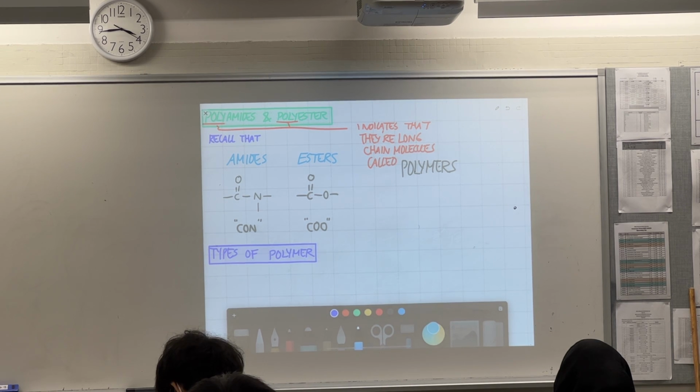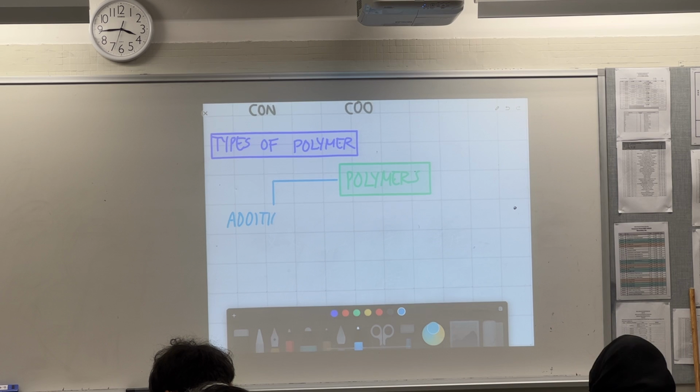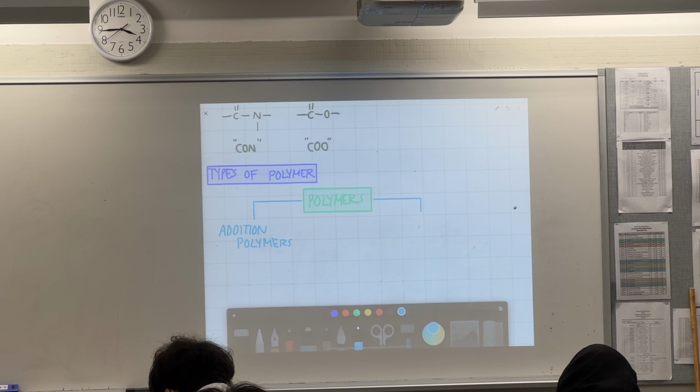CC double bond. That's what makes addition polymer. So write down the two classes of polymer. Polymers can be either, on the left, addition polymer, which are always formed by alkenes. And now add to your collection a second class of polymer. They are the condensation. I'll explain the term condensation in a second.